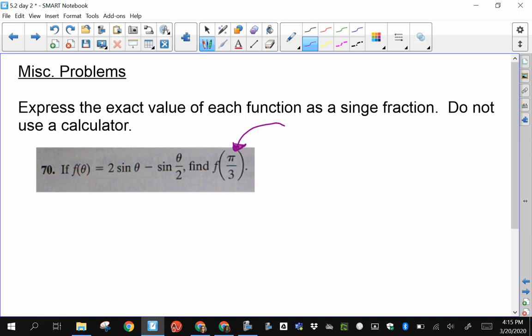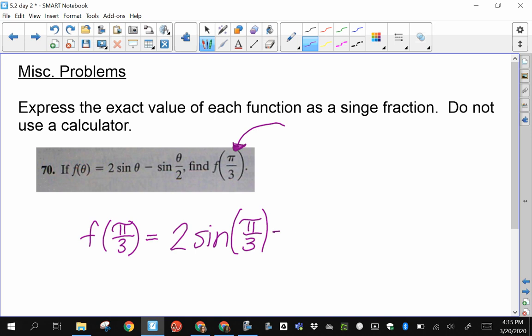So they're asking us to find f of theta for this particular function. We have 2 places to input that theta. So I'm asked to find f of pi over 3 radians. So 2 times sine of pi over 3 radians. We'll handle that in a little bit. Minus the sine of, let's talk about this part for a second, pi theta over 2 when theta is pi over 3. That's going to be equivalent to pi over 6.